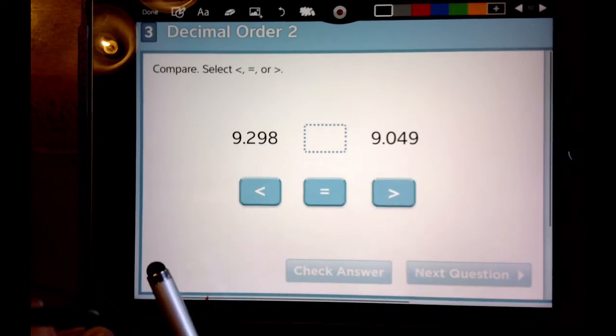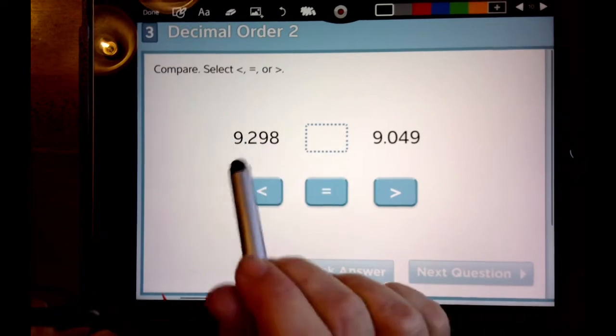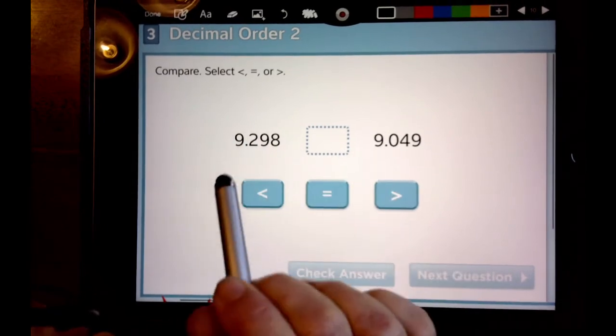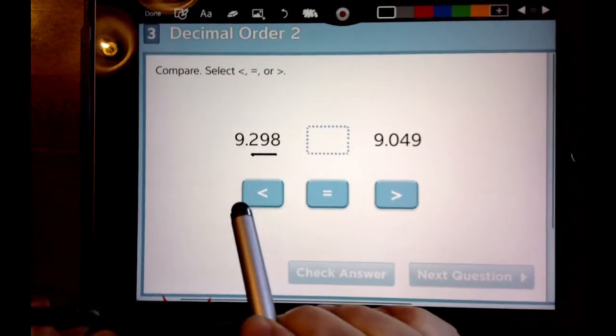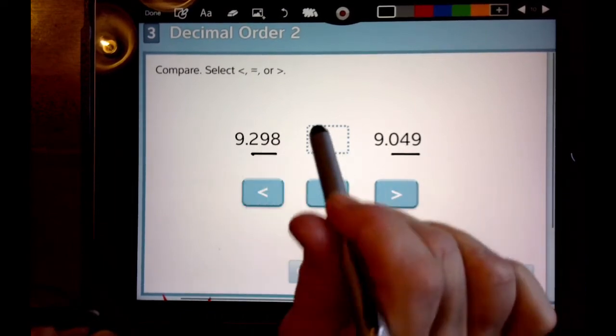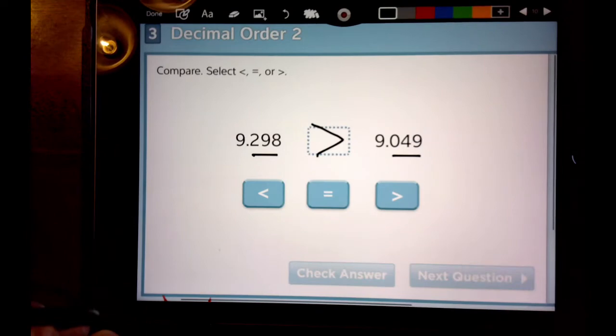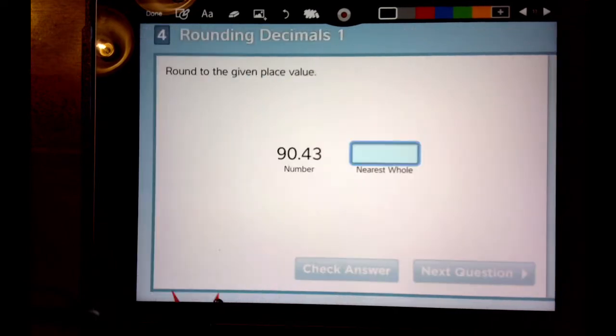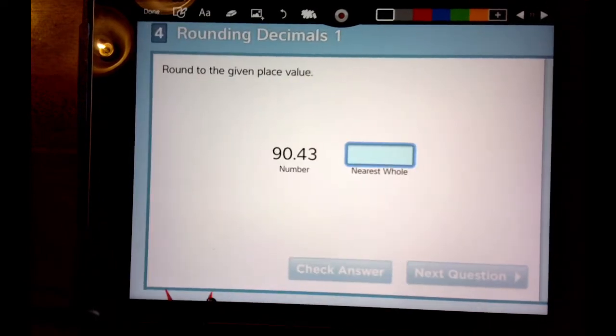Looking here, sometimes you might just be able to tell real quickly. As I look, I see that they both have a 9. And then here I can see the number 298 thousandths versus 49 thousandths. So I know that 9 and 298 thousandths is greater than 9 and 49 thousandths.